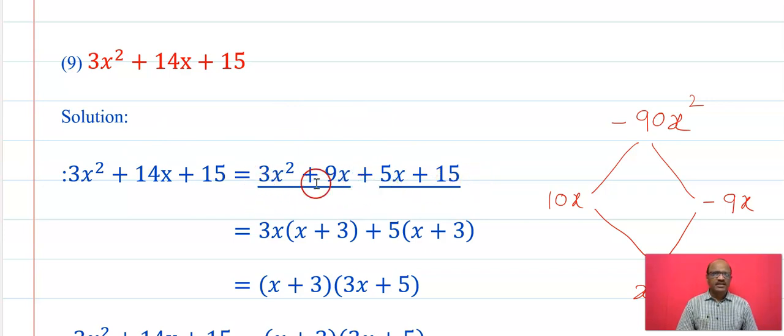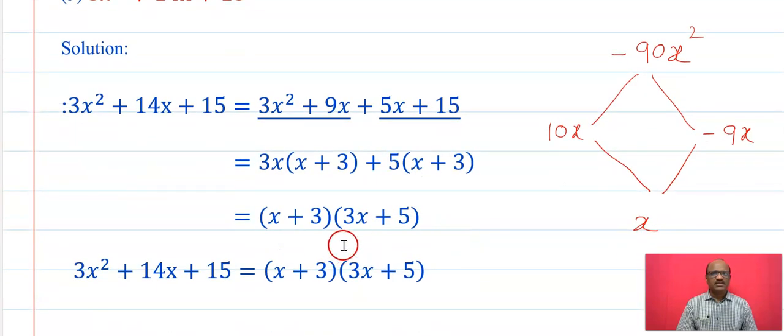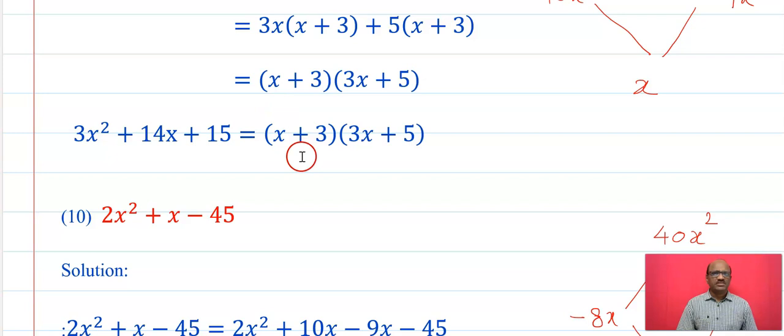We will take 3x as common from these two terms. 9 means 3 into 3. Here is x square, here is x. Therefore we will take 3x common. Then in bracket you will get x plus 3. From the last two terms, here is 5 and here is 15. 15 means 5 into 3. Therefore we will take 5 as common. Then in bracket you will get x plus 3. Therefore x plus 3 is common. Then the remaining terms are 3x plus 5. And that's why in first bracket you will get x plus 3, in second bracket 3x plus 5.